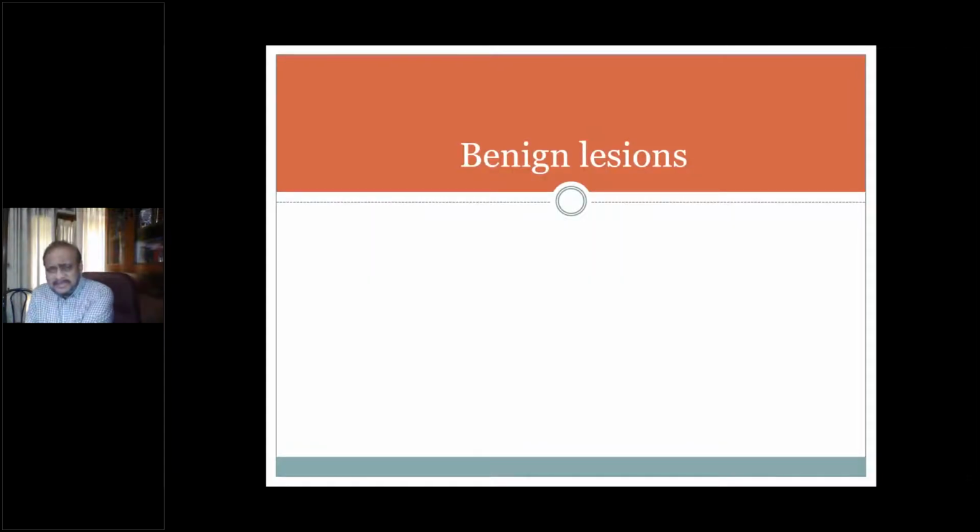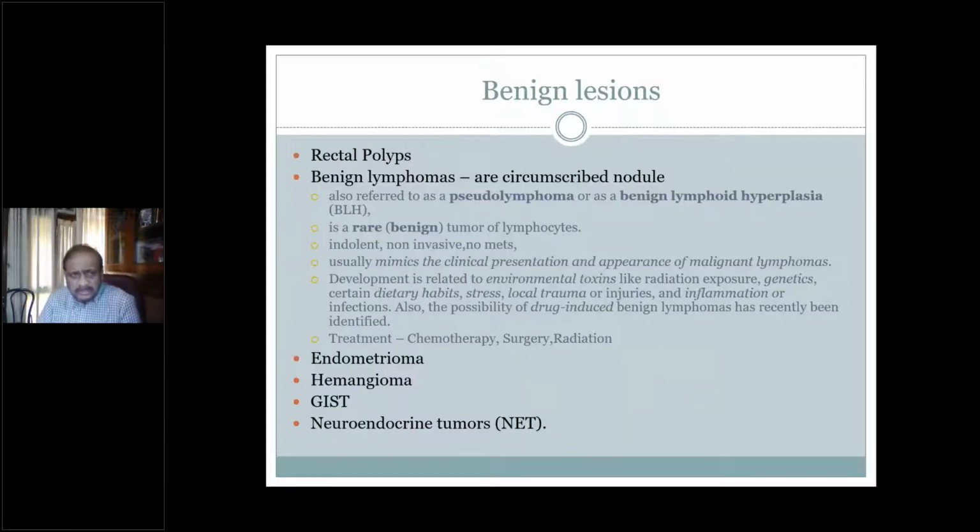Coming to the other benign lesions, the first one we'll talk about is rectal prolapse, then the benign lymphomas, endometrioma, hemangioma, GIST, and neuroendocrine tumors.